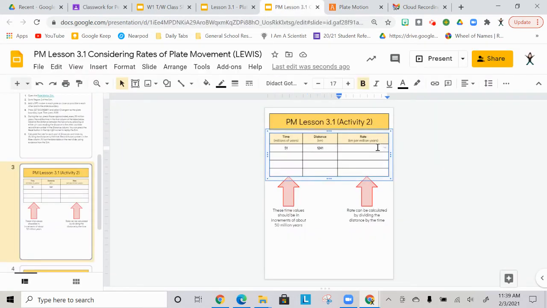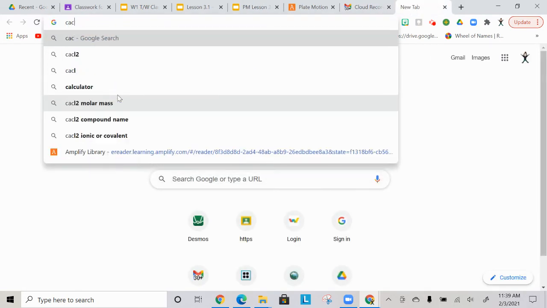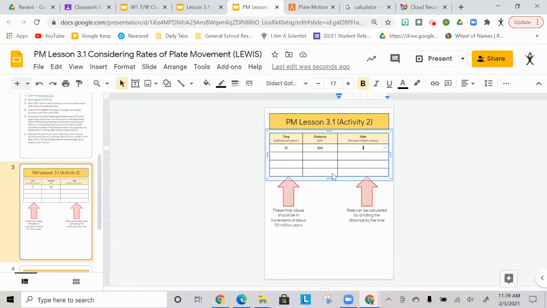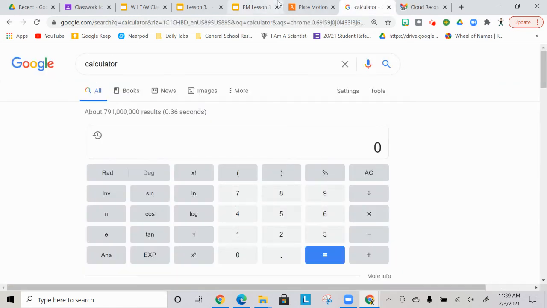Now I'm only going to do this activity once for you as an example, so let's just jump straight to rate. I need to have a calculator open, and what I'm going to do is just go to Google Classroom and type calculator. And then what I need to do, according to the directions here, rate can be calculated by dividing the distance by the time. So distance comes first, and I'm dividing it by the time. So I'll go to my calculator. Distance was 1,241 kilometers divided by 51 million years.